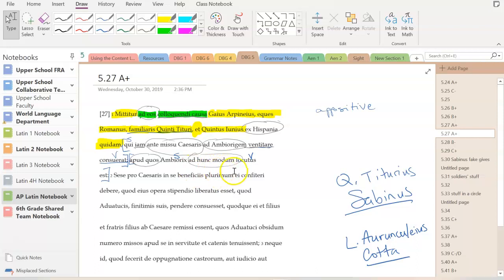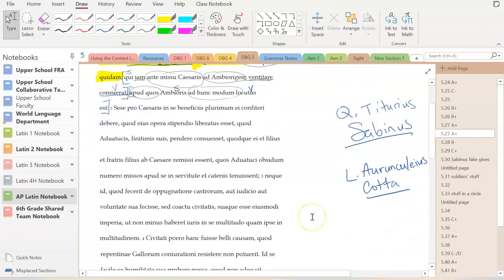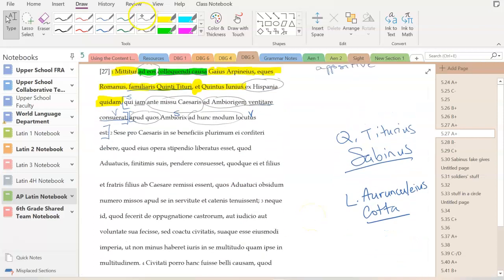Se pro Caesaris in se beneficiis pluram mei confitere debere, quod eos opera stipendio liberatus est, quod adjuvatigis finitimi suis pendere consu esset, quod quae ia filius et fratres filius ab Caesare remissi essent, quos, all the way through there, right? And that's a solid punctuation at tenuissent. So what I noticed as I went through here was several either because, right, or which, right? We're either dealing with a because clause or a relative clause, but I'm going to mark them all off. So that's its own clause, right? And quod either means because or which.